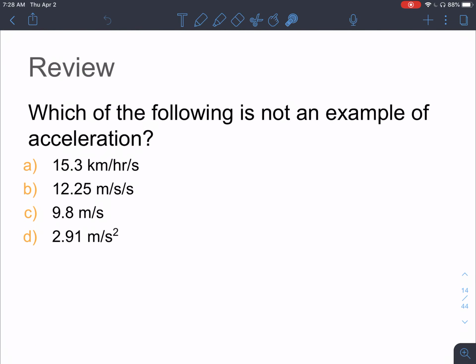Next one, which of the following is not an example of acceleration? The thing you need to pay attention to is the units. So don't let this double denominator confuse you. What that is saying is some velocity divided by time, again, some velocity divided by time, and this is the same thing. This is just meters per second squared for D. It could also be expressed how C's units are. This one is just more condensed. So because C does not have a squared time in the denominator, it is not an acceleration, it is actually a speed.